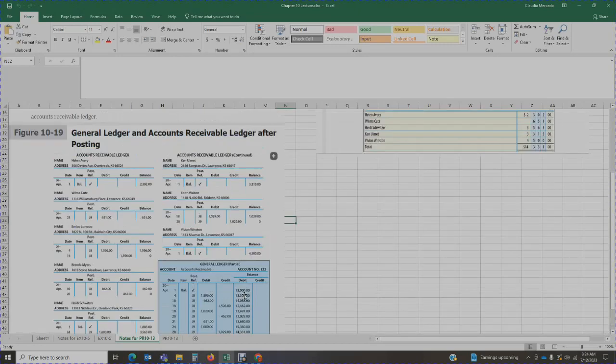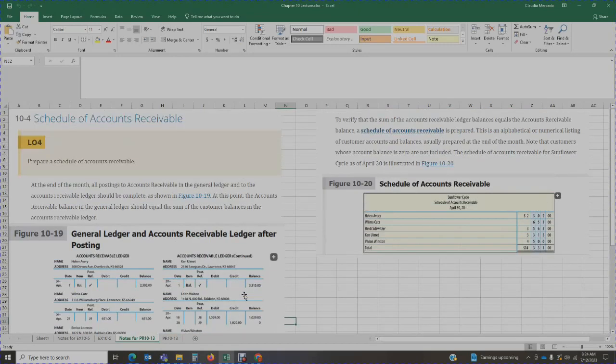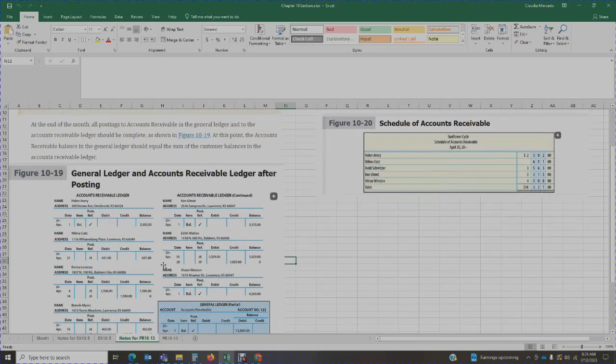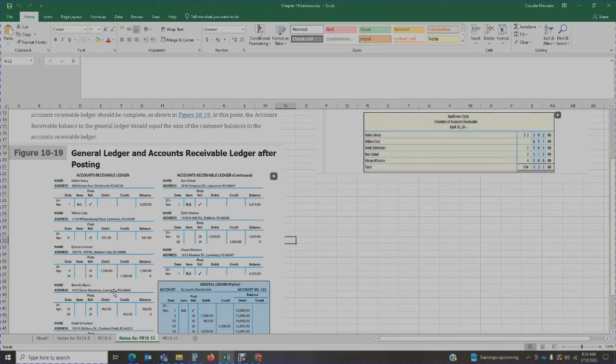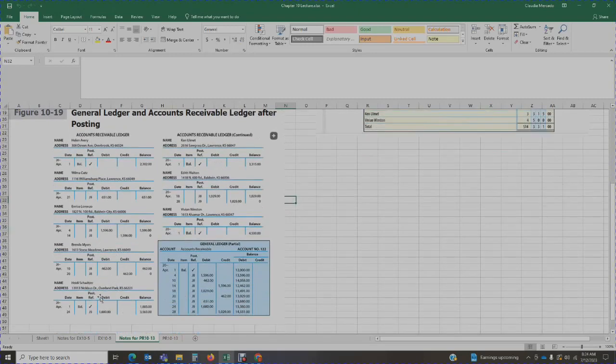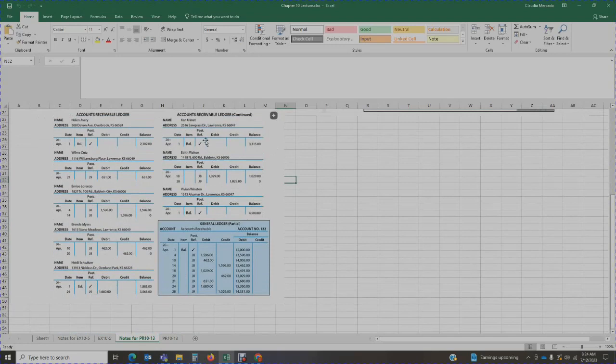Now, the accounts receivable ledgers. The accounts receivable ledgers are a separate record that basically keeps track by customer of how much is owed for that specific customer. How much does each customer owe us? In this example, we have quite a bit of accounts receivable ledgers. We've got Helen, Wilma, Enrico, Brenda, Heidi, Ken, Edith, and Vivian.